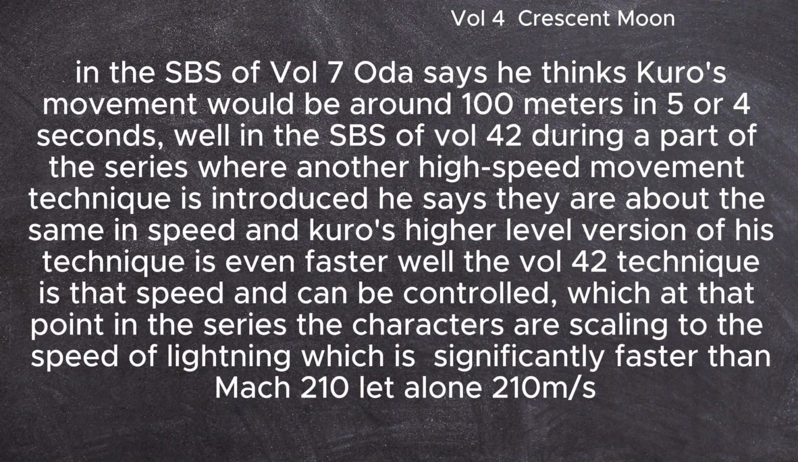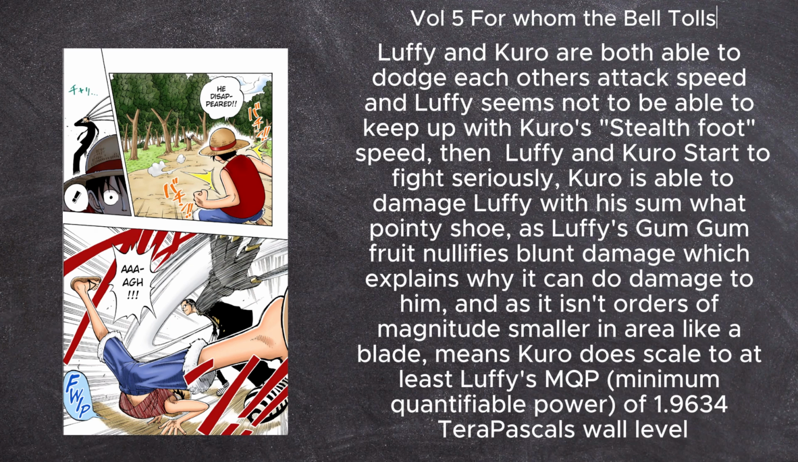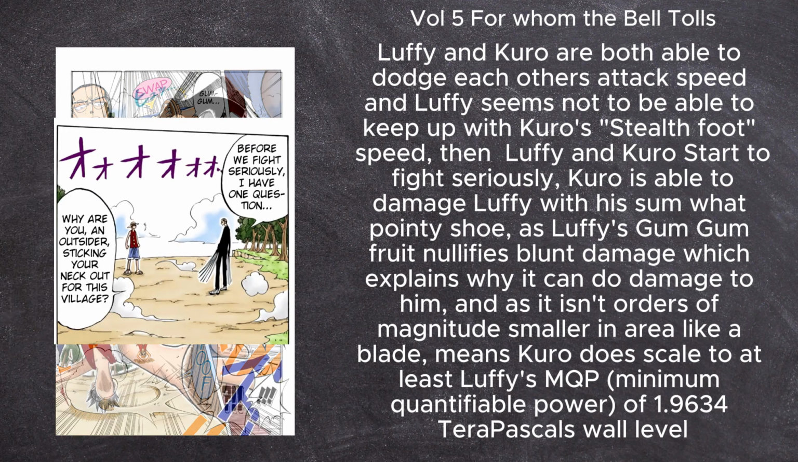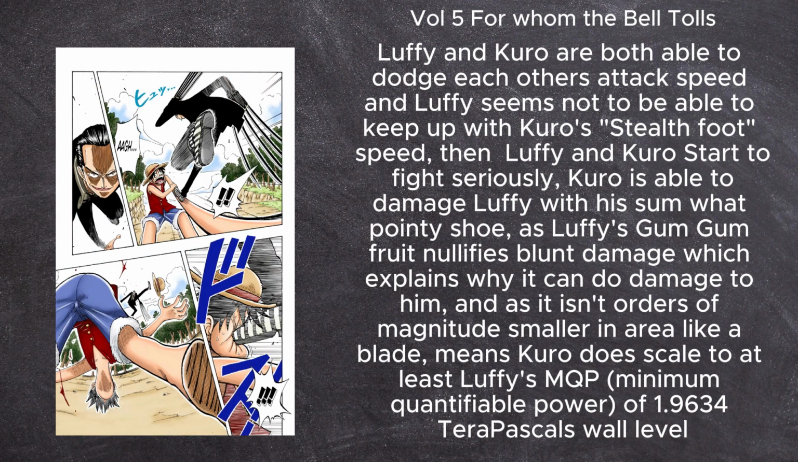Luffy and Kuro are both able to dodge each other's attack speed, and Luffy seems not to be able to keep up with Kuro's stealth foot speed. Then Luffy and Kuro start to fight seriously. Kuro is able to damage Luffy with his somewhat pointy shoe, as Luffy's gum fruit nullifies blunt damage, which explains why it can do damage to him, and as it is orders of magnitude smaller in area like a blade, Kuro does scale to at least Luffy's MQP, minimum quantifiable power, of 1.9634 terapascals wall level.